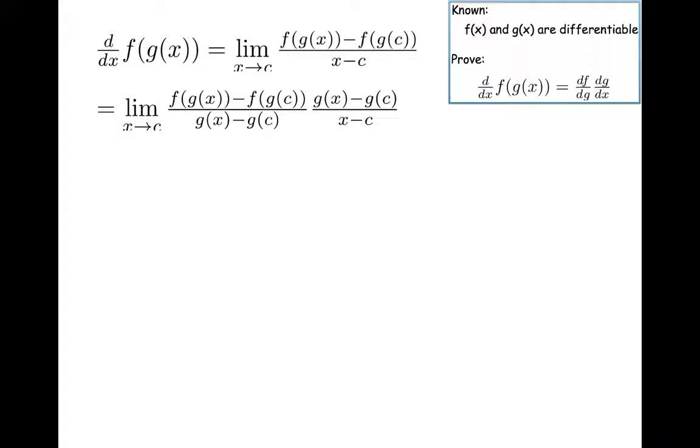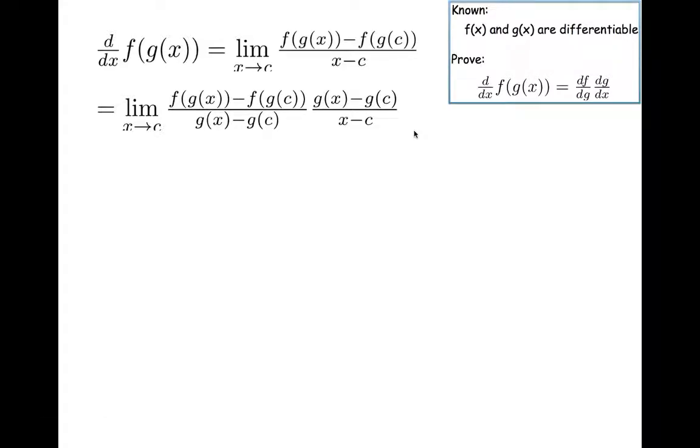So now, using those algebra skills that, of course, we have all forgotten, we know that this is the same as the limit as x approaches c of f of g of x minus f of g of c divided by g of x minus g of c, times g of x minus g of c divided by x minus c. And of course, you see that the g of x minus g of c terms cancel from the numerator to the denominator, leaving us just with this.